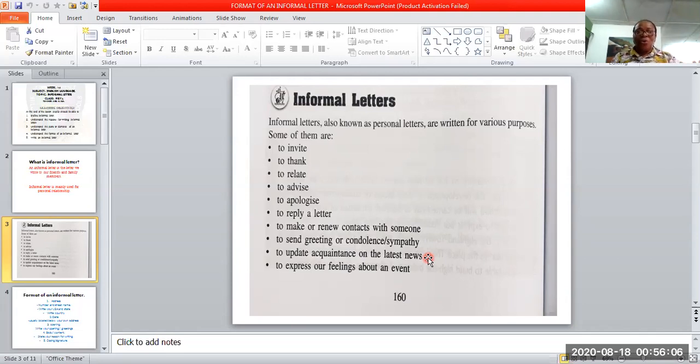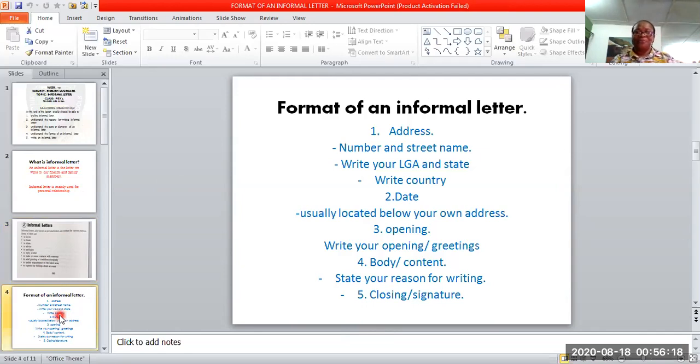Yes? So you can write a letter to express your feelings about an event. Are we together? Beautiful. So let's move on. What is the format of an informal letter?